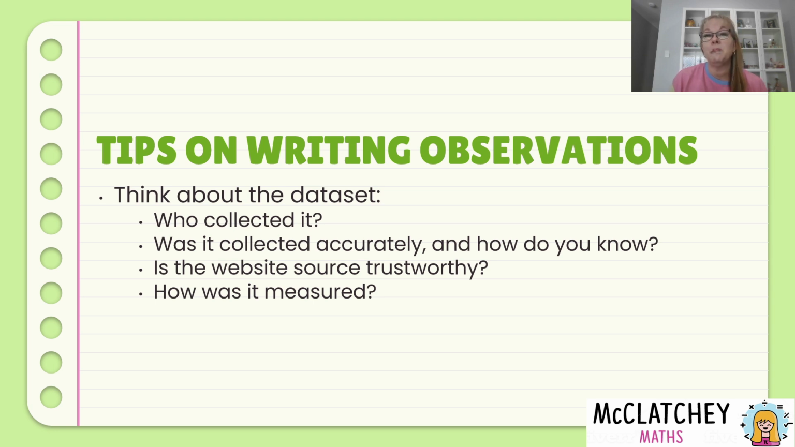Think about how it was measured. If you're measuring, for example, arm lengths, some people might measure from the top of the fingers to the bottom of the elbow. Somebody else might measure from the base of the wrist to the bottom of the elbow. So this is where you could be making observations that there might have been errors.